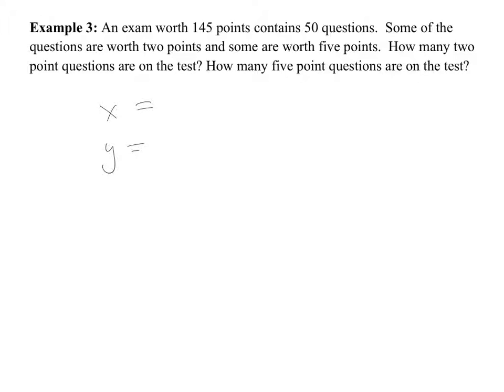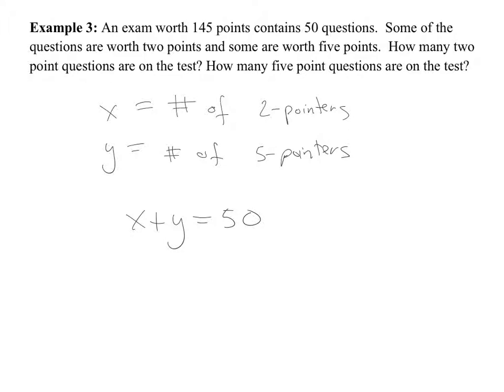X is. This should be easy, right? Number of 2-pointers. And number of 5-pointers. There are 50 questions total. That's so easy. So what do I say right off the top? 50 questions. X plus y equals 50. Yeah. Nicely done. And the second part, how about that one?